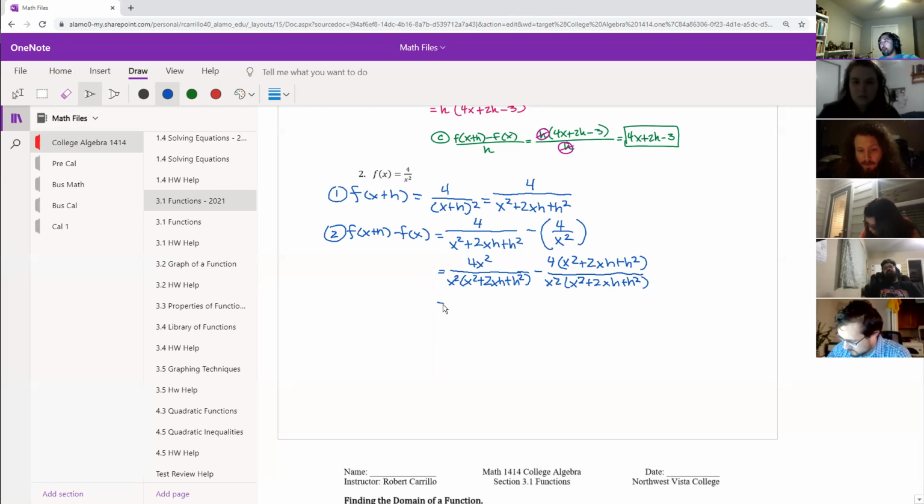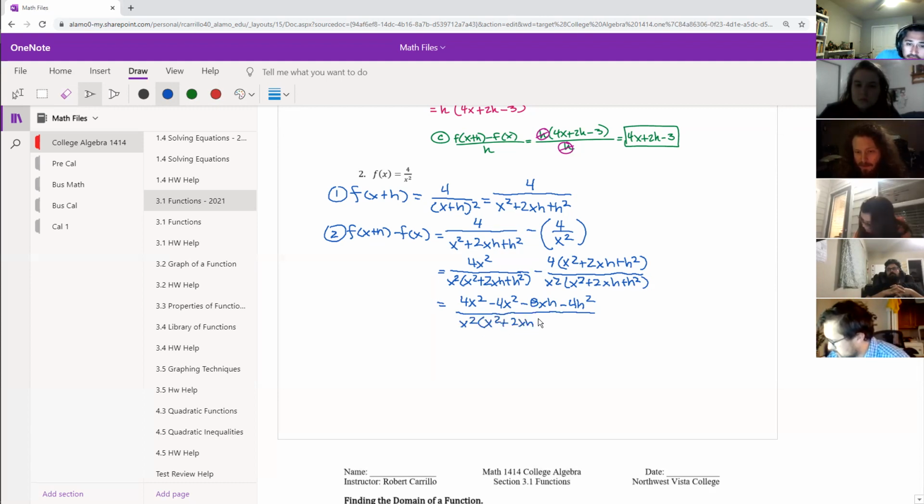Sweet. So then this will work out to 4x squared. I'm going to distribute this all in one go. We have negative 4 times x squared is minus 4x squared. Negative 4 times positive 2xh is negative 8xh. Negative 4 times positive h squared is minus 4h squared. We're going to divide this entire thing by x squared plus 2xh plus h squared.